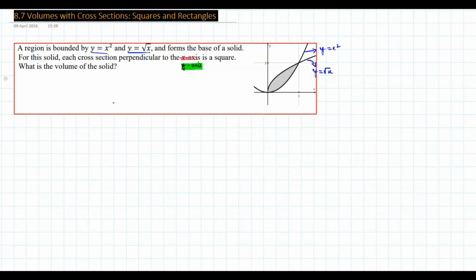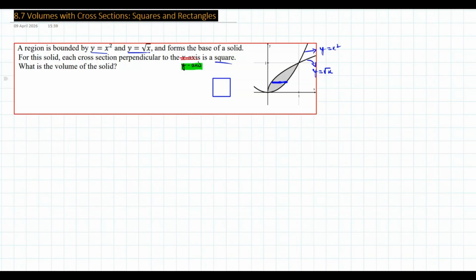For this solid, each cross section perpendicular to the y axis is a square. So perpendicular to the y axis, this is the base. This base is the side length of the square, right? So this is the square, and this length equals this length, right? Now, what is the volume of the solid?